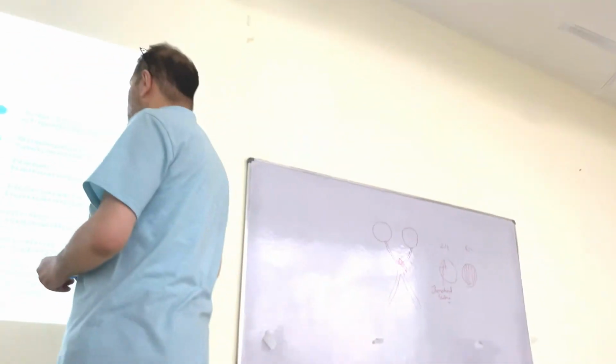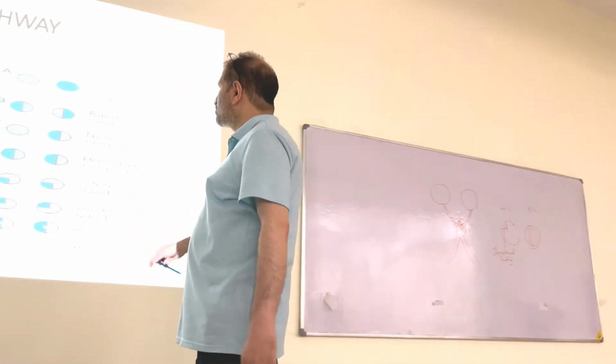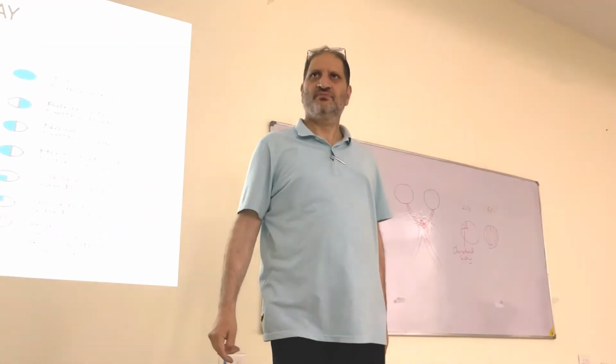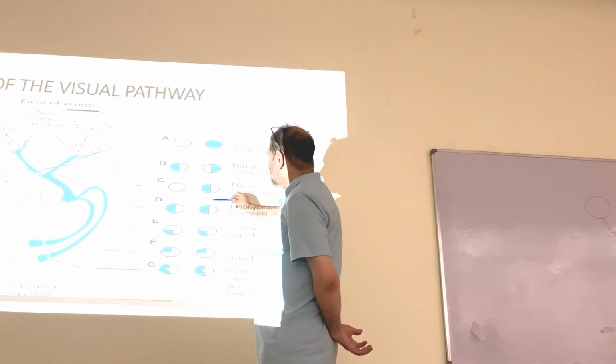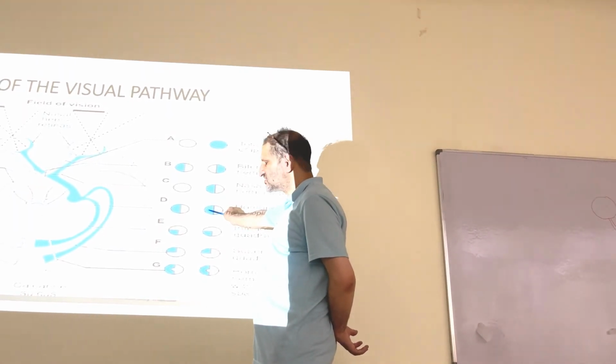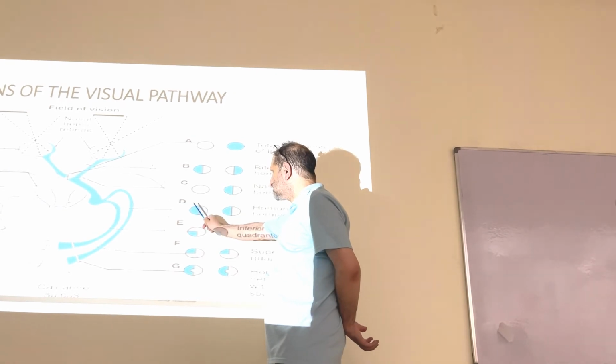Okay? So now if there is a lesion superior to that, in the optic tract, what will happen? There will be a homonymous hemianopia. Because in the optic tract there are temporal fibers from the right eye, so its nasal field will be affected. And there are nasal fibers of the opposite eye, so its temporal field will be affected. This is called homonymous hemianopia.